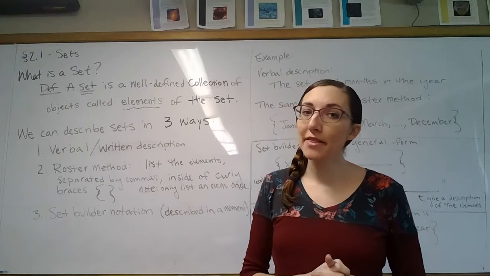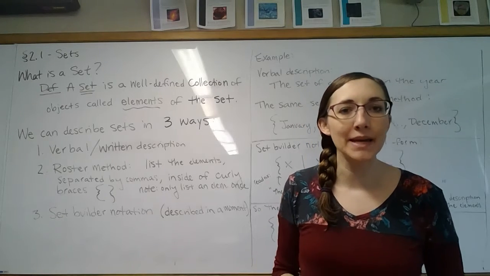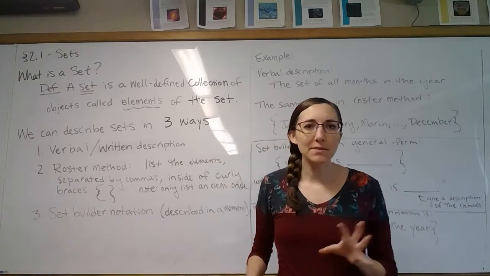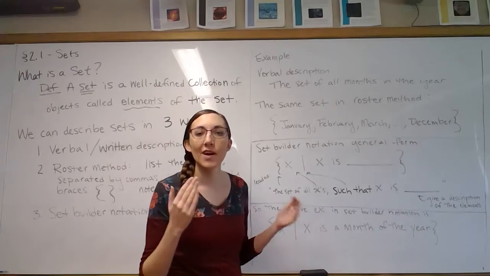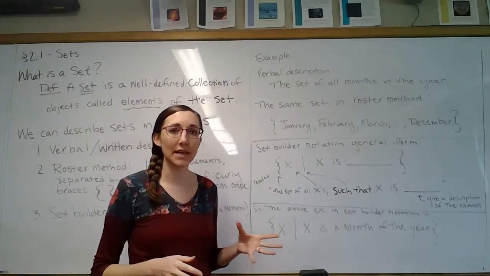And then the third method is something called set builder notation. I'm just going to put a pin in that for a second. I'll explain it here in a minute. So sometimes an example is going to help us put all this together. So I've put an example up here of three different ways that we can look at one particular set.